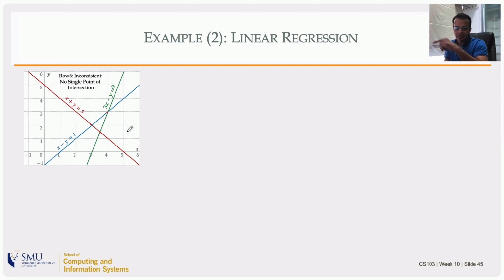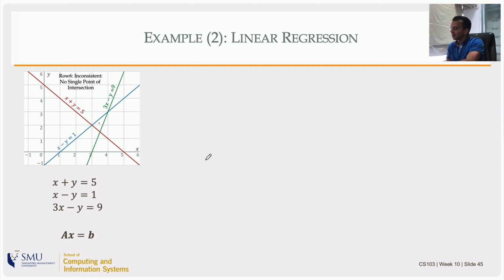There was no common point in the coordinate space. x plus y equal to 5, x minus y equal to 1, and 3x minus y equal to 9. Three different lines, no common points. And at that point, I asked you what the best possible solution would be. We kind of guessed that it could be the centroid maybe.